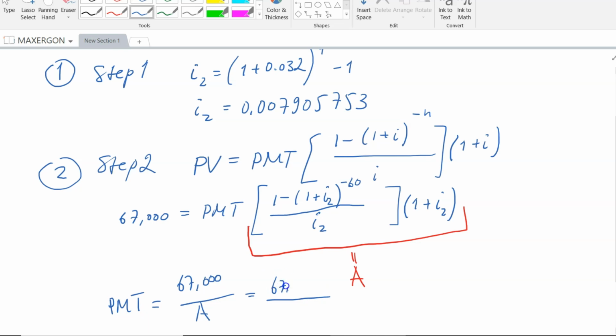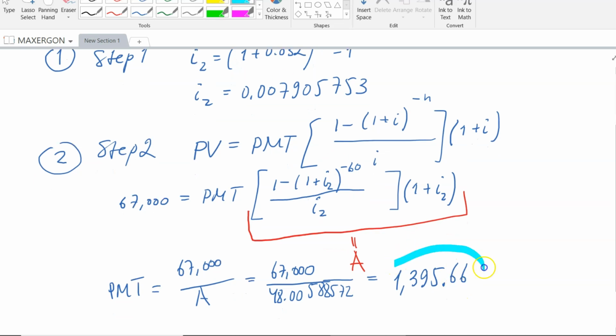This is equal to 67,000 divided by 48.00588572. So this number in the denominator is the A which I found here. Now, if I compute this, I'll get 1,395.66 rounded to 2 decimals. Thus, we found that each payment is 1,395.66. Let's try to solve the same problem with Excel.